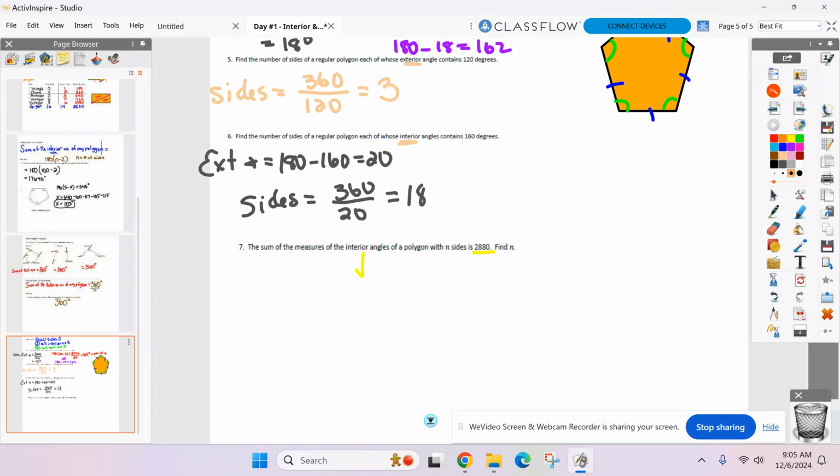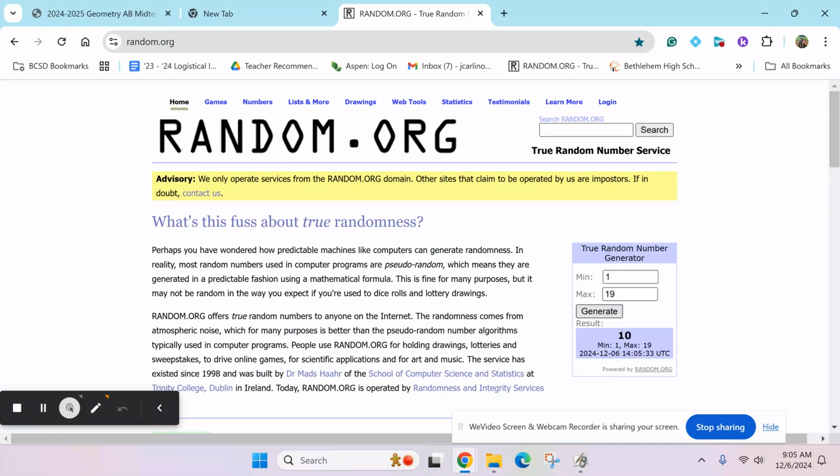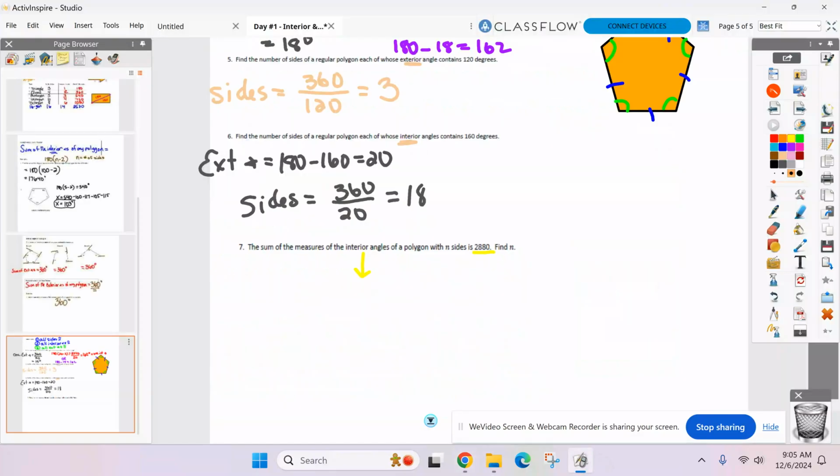I believe you guys in your groups came up with the formula for that earlier today, didn't you? The sum of the interior angles. What was that formula again? That was for the sum of the interior angles. Jesse? 180 times the sides minus 2. And now we know what it's equal to: 2,880. Are you comfortable solving that?